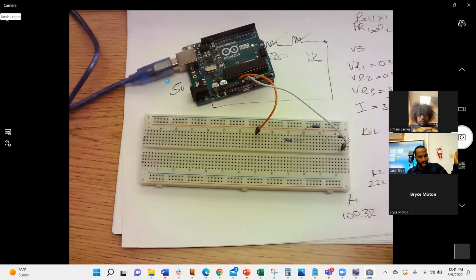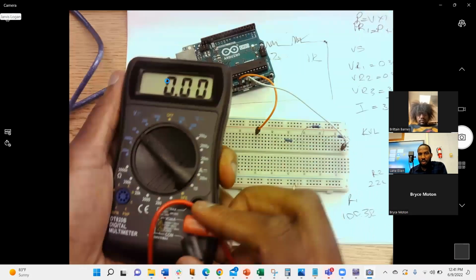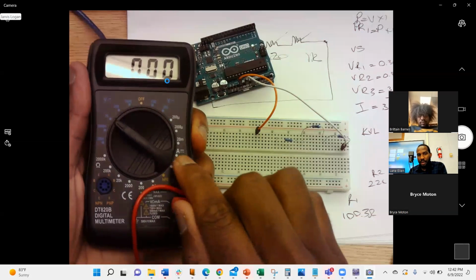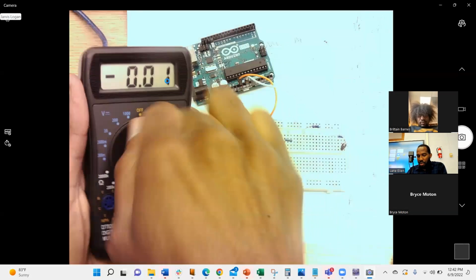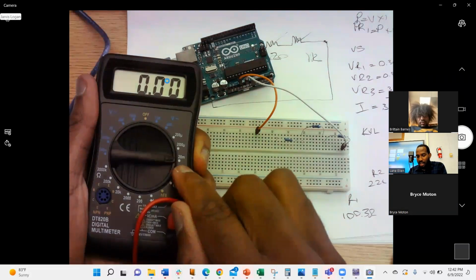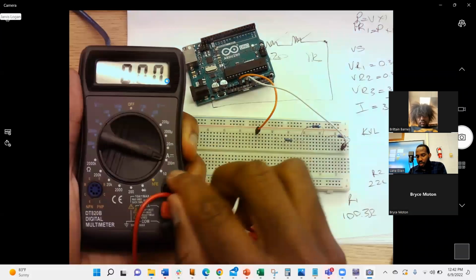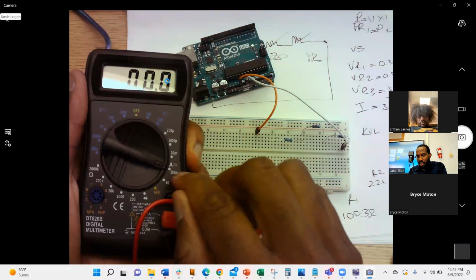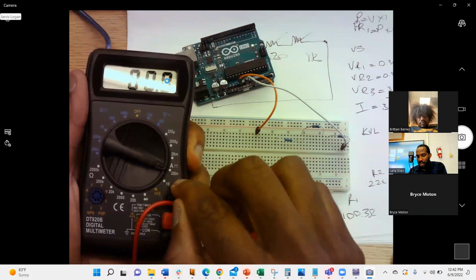But just before we do that, what about your meter? How will you measure current with your meter? Again, you need to go on the current side for DC, and maybe start with 20 milliamps, and you can go to the lower setting. This one is for 200 milliamps. This is like 0.2 milliamps. So this is the lowest.